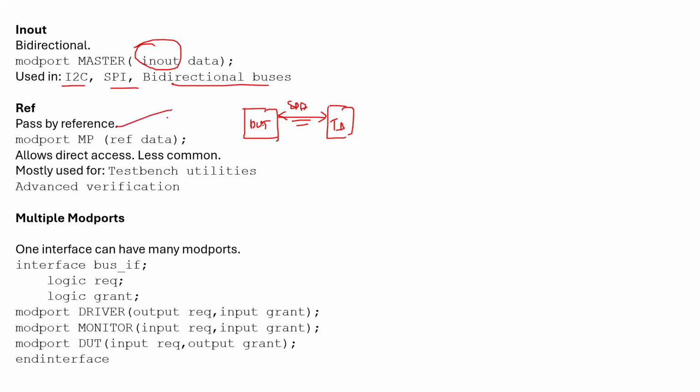You know pass by reference? What is that, pass by reference? If you change the value, then the value also changes. And pass by value means the value is not changed.